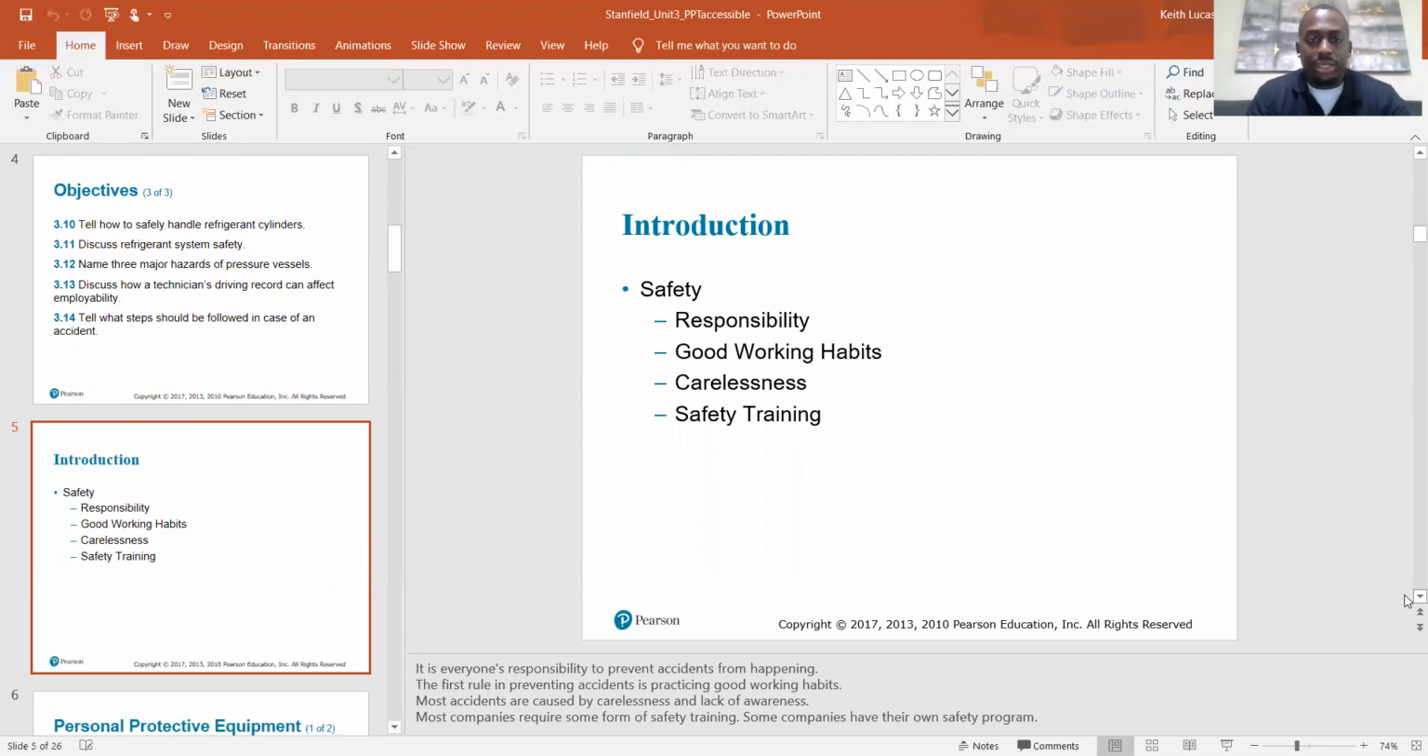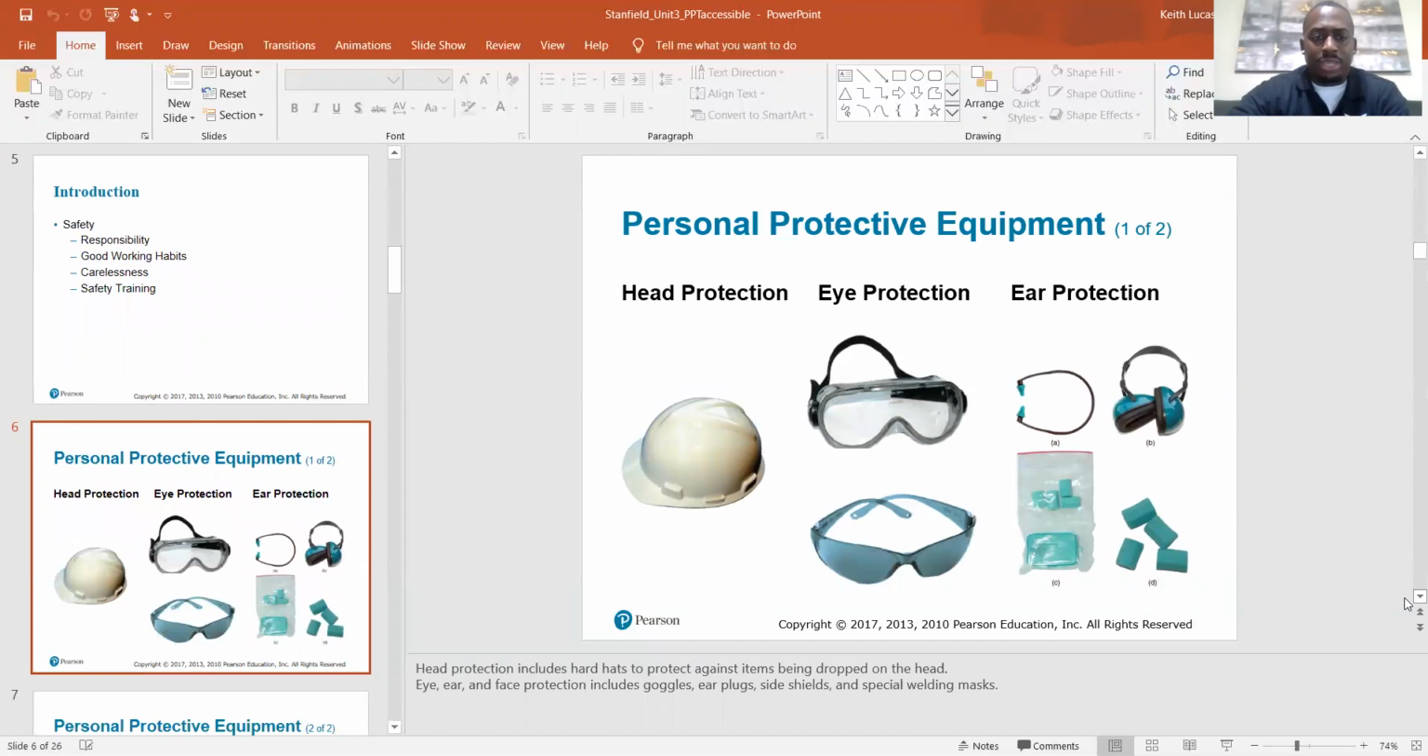So, safety, responsibility, good working habits, carelessness, safety training. All right, so let's get into that. It is everybody's responsibility to prevent accidents from happening. The first rule in preventing accidents is practicing good working habits. Most accidents are caused by carelessness and lack of awareness. Most companies require some form of safety training. Some companies have their own safety program. So that's all pretty self-explained. Safety is your responsibility. It's mostly common sense.